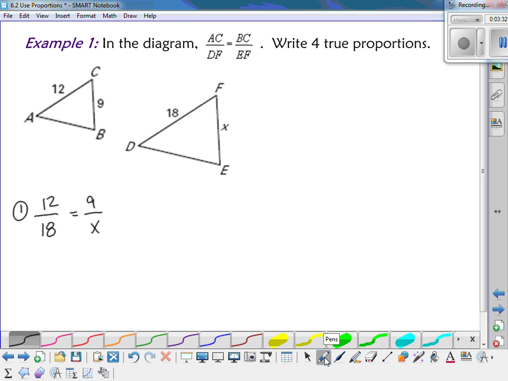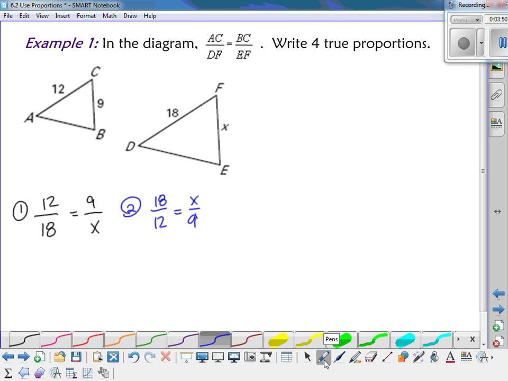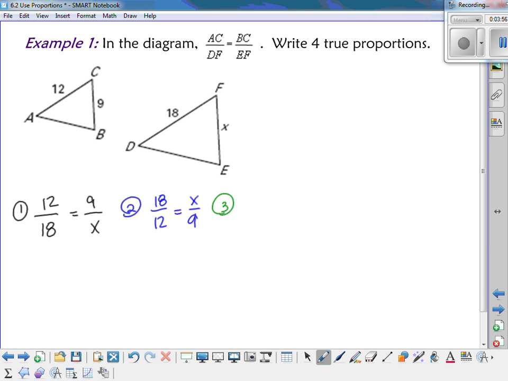Then I can use the reciprocal property and flip them over and come up with another true proportion. Instead of 12 over 18, I have 18 over 12, and I also flip over the second one, equals X over 9. If I look at my original proportion and go sideways, I get 12 over 9, and that equals 18 over X.